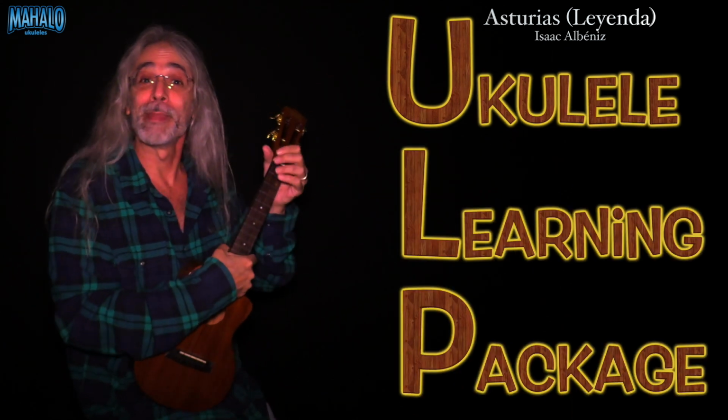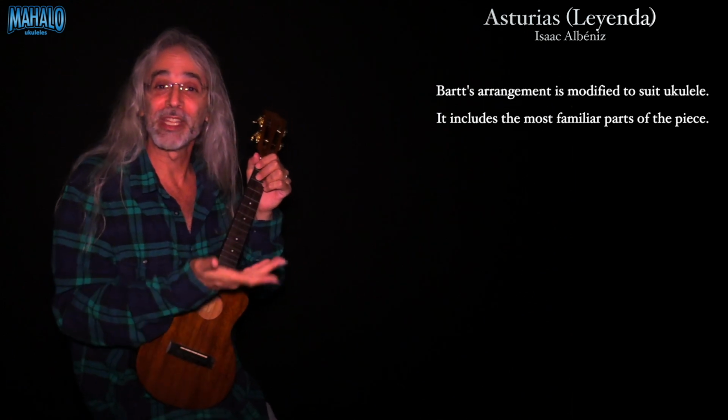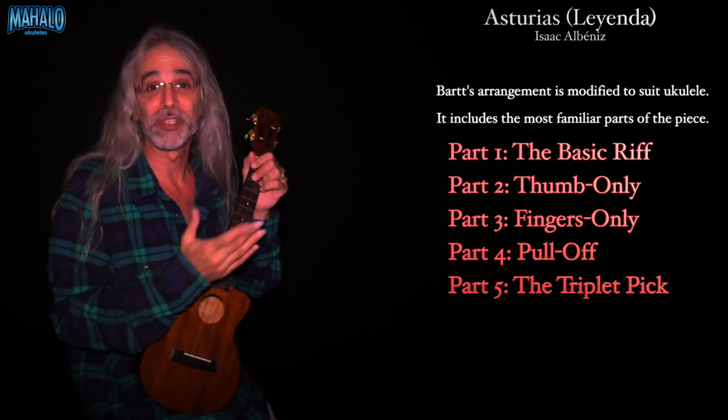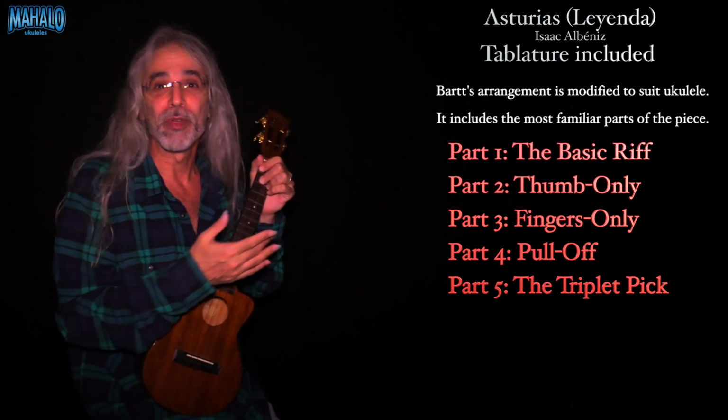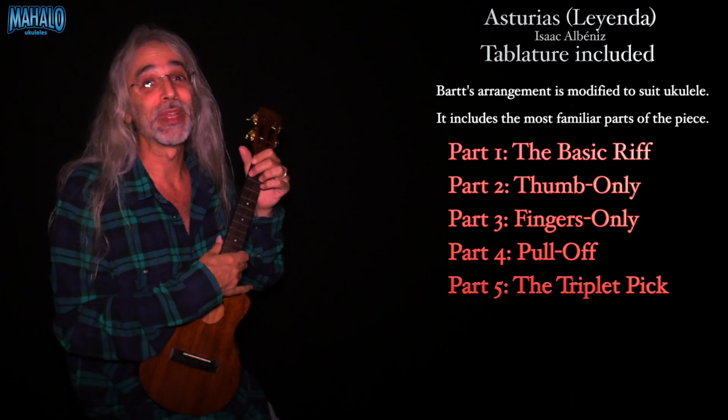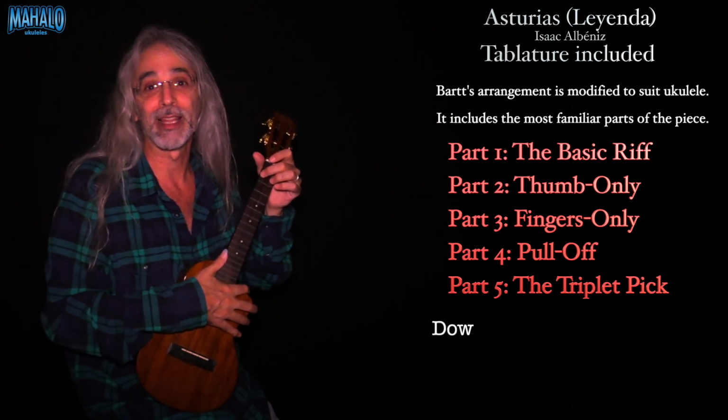This time it's a flamenco piece called Asturias. Actually, it's called Leyenda. The guy who wrote it, Isaac Albéniz, named it Leyenda, which is the Spanish word for legend. He wrote it about 1890 or so. After he died, someone else renamed it Asturias, and that's the name that a lot of people know it by.